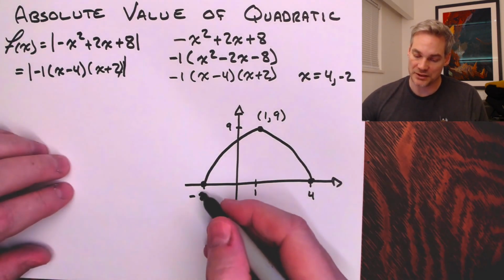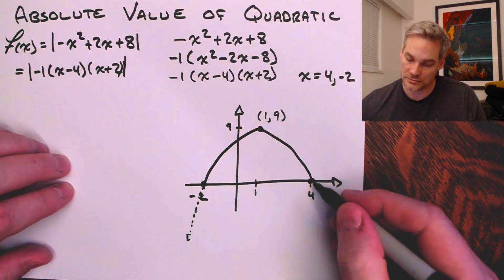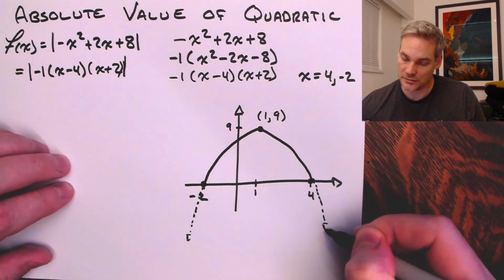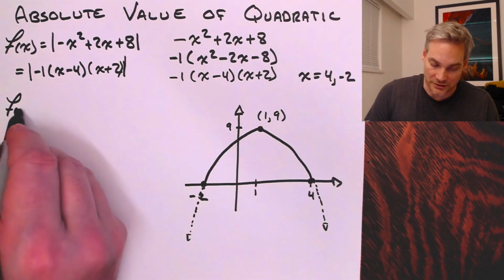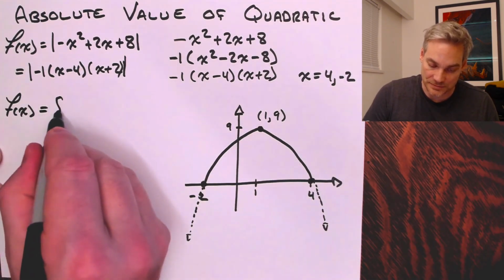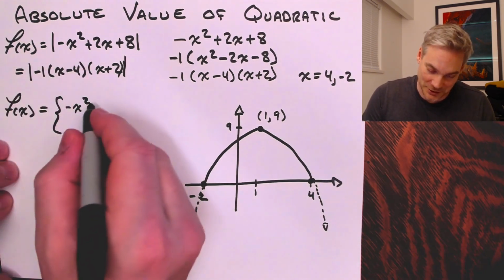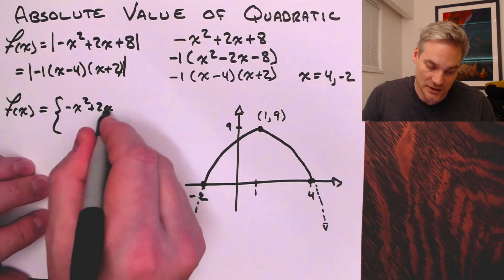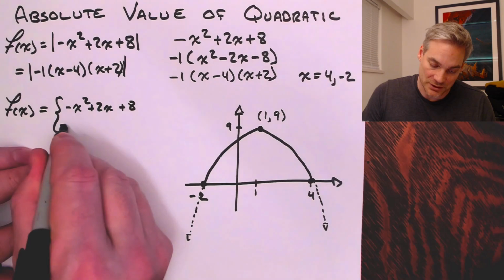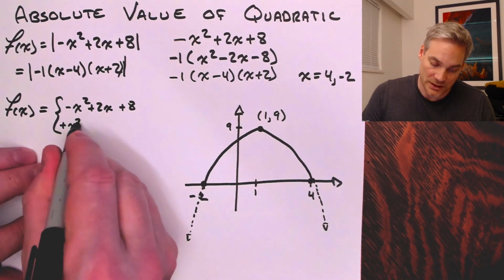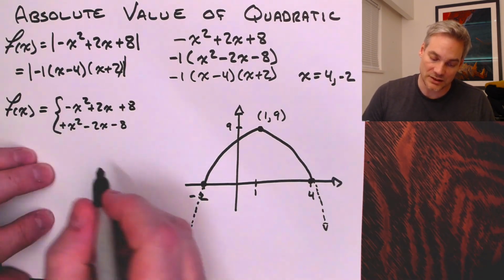Now we want to know what happens. Usually, the parabola just keeps going down like that. But we have the absolute value of this. So if I wrote f of x as a piecewise function, what I'd have is the positive version of it, which in this case starts with a negative, perfectly to confuse. And then I'd have the negative version of this, which is positive x squared minus 2x minus 8. So I changed all the signs of these.